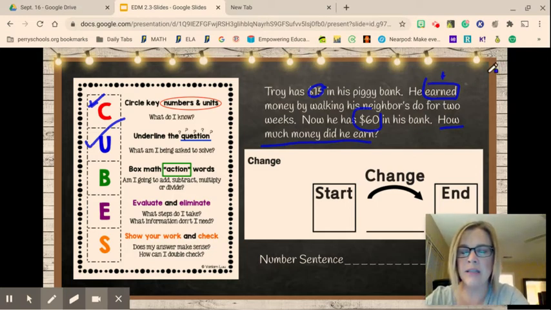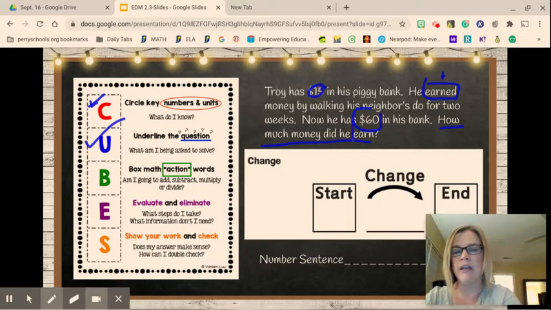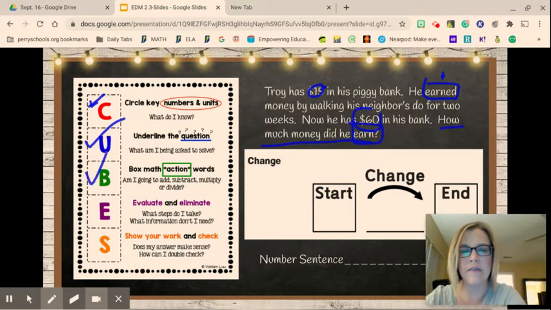And then it says he walked for 2 weeks. Now he has $60 in his bank. How much money did he earn? So I want to find out how much he earned. I'm going to evaluate my problem. So I know that he started with $15 and he earned some money, and I don't know how much he earned. That's what I'm trying to figure out. So I know that in the end, he has $60.